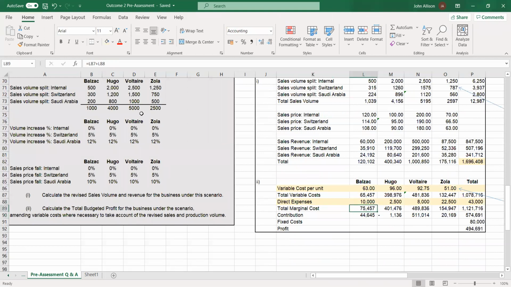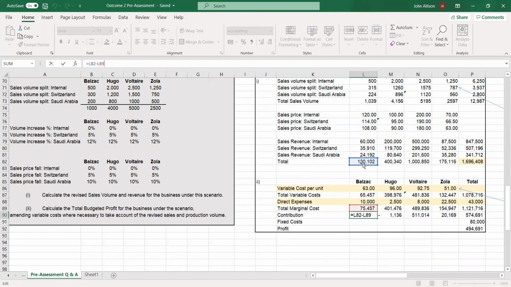To get the total marginal cost, it's going to be the variable cost plus the direct expenses. So we get total variable costs, add on direct expenses to get total marginal cost. Once we get the total marginal cost for each of them, I can then get the total marginal cost to the company by adding up each of the individual total marginal costs for making each component, which should give me 1,121,716.